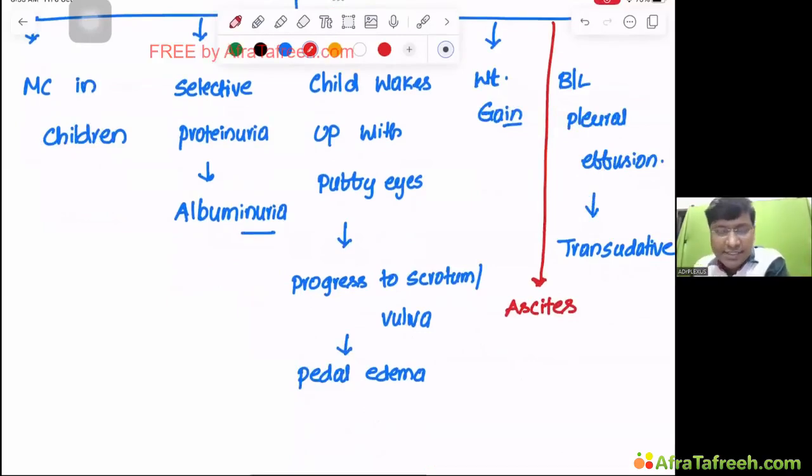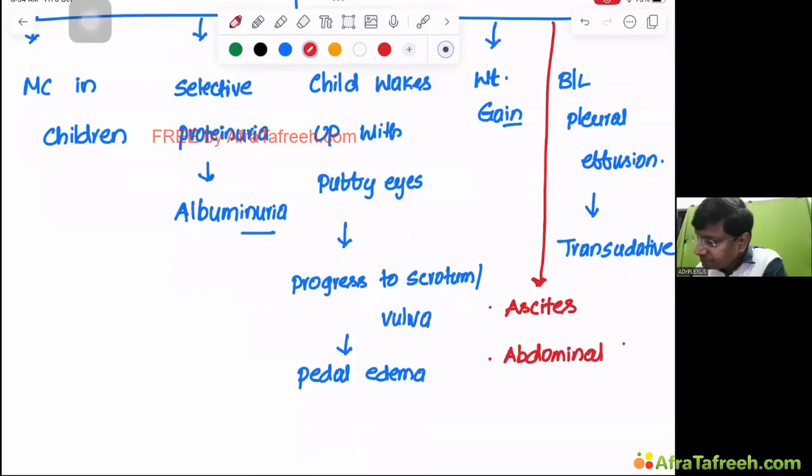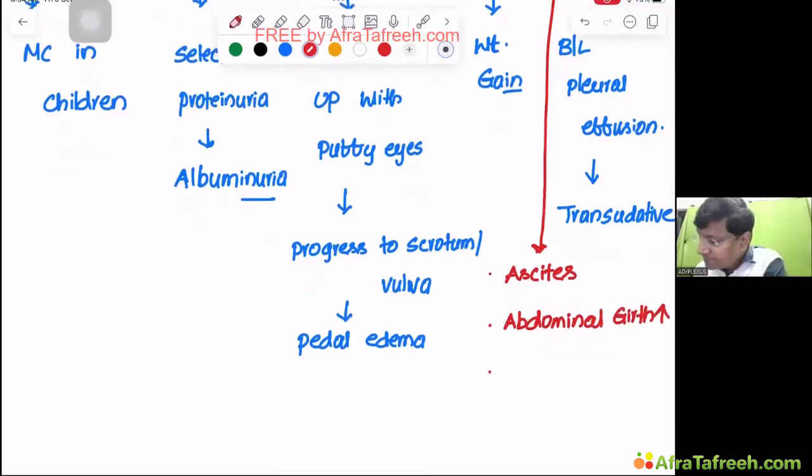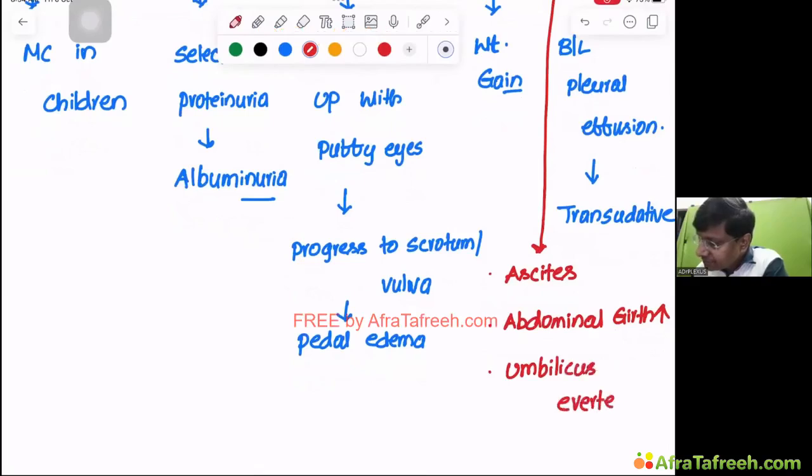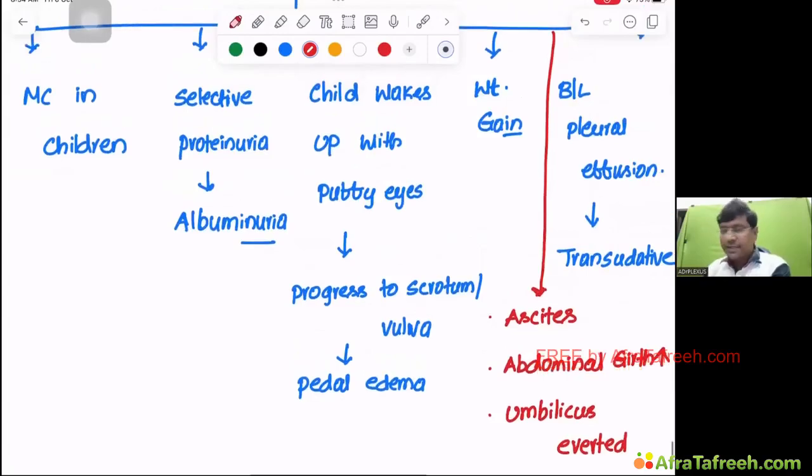Okay, so ascites is what? Where there is accumulation of the fluid in the peritoneal cavity, and whenever there is ascites, what will happen to the abdominal girth? Right, the abdominal girth is increased. And what will happen to the umbilicus? The umbilicus is everted. So the umbilicus is everted and the abdominal girth is increased.